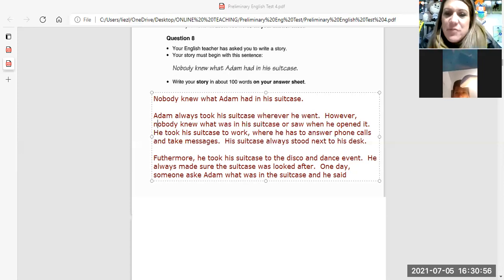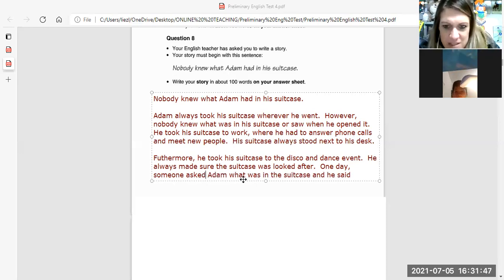Adam always took his suitcase wherever he went. However, nobody knew what was in his suitcase or saw when he opened it. He took his suitcase to work where he had to answer phone calls and meet new people. His suitcase always stood next to his desk. Furthermore, he took his suitcase to the disco and dance event. He always made sure the suitcase was looked after. One day someone asked Adam what was in the suitcase. And he said, what do you think is in the suitcase?